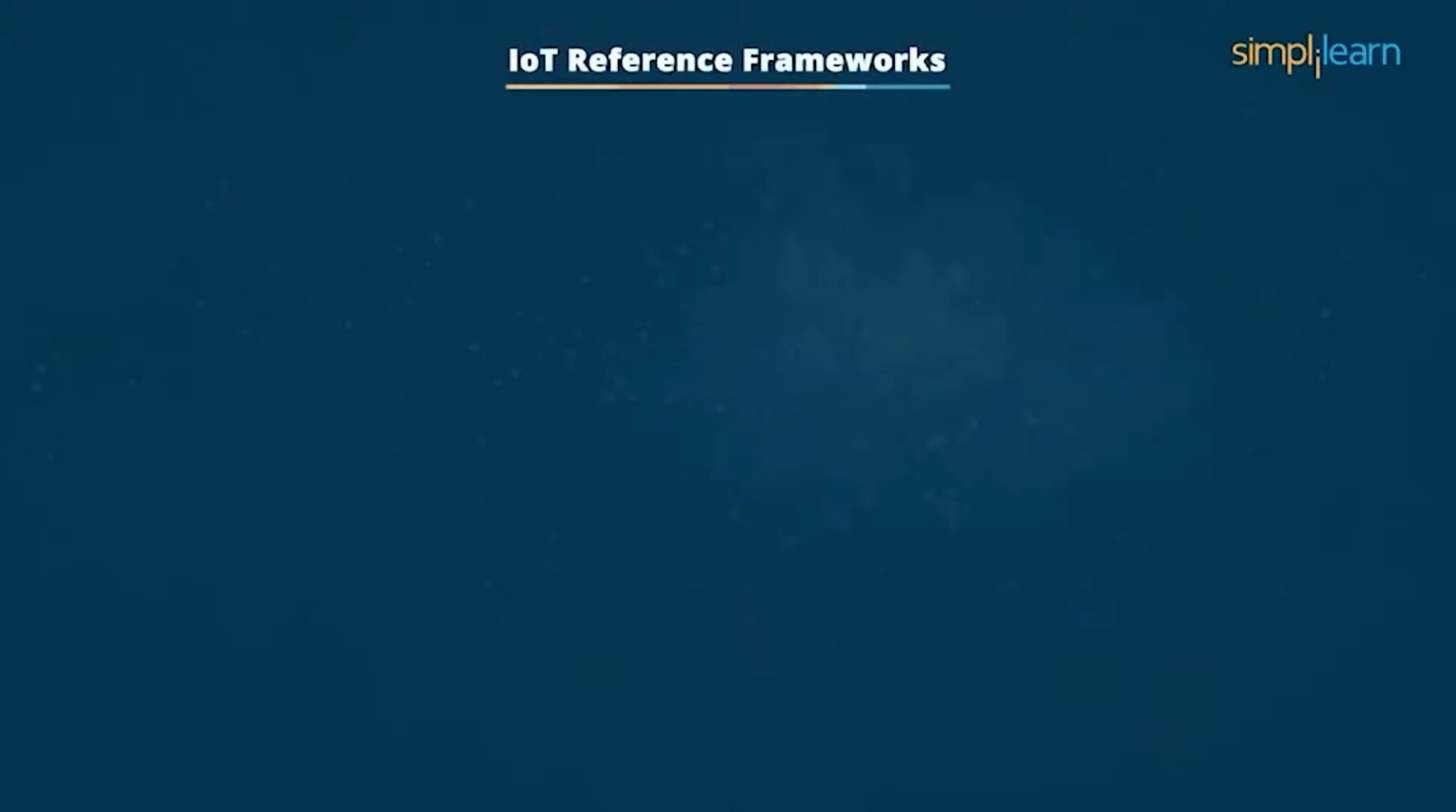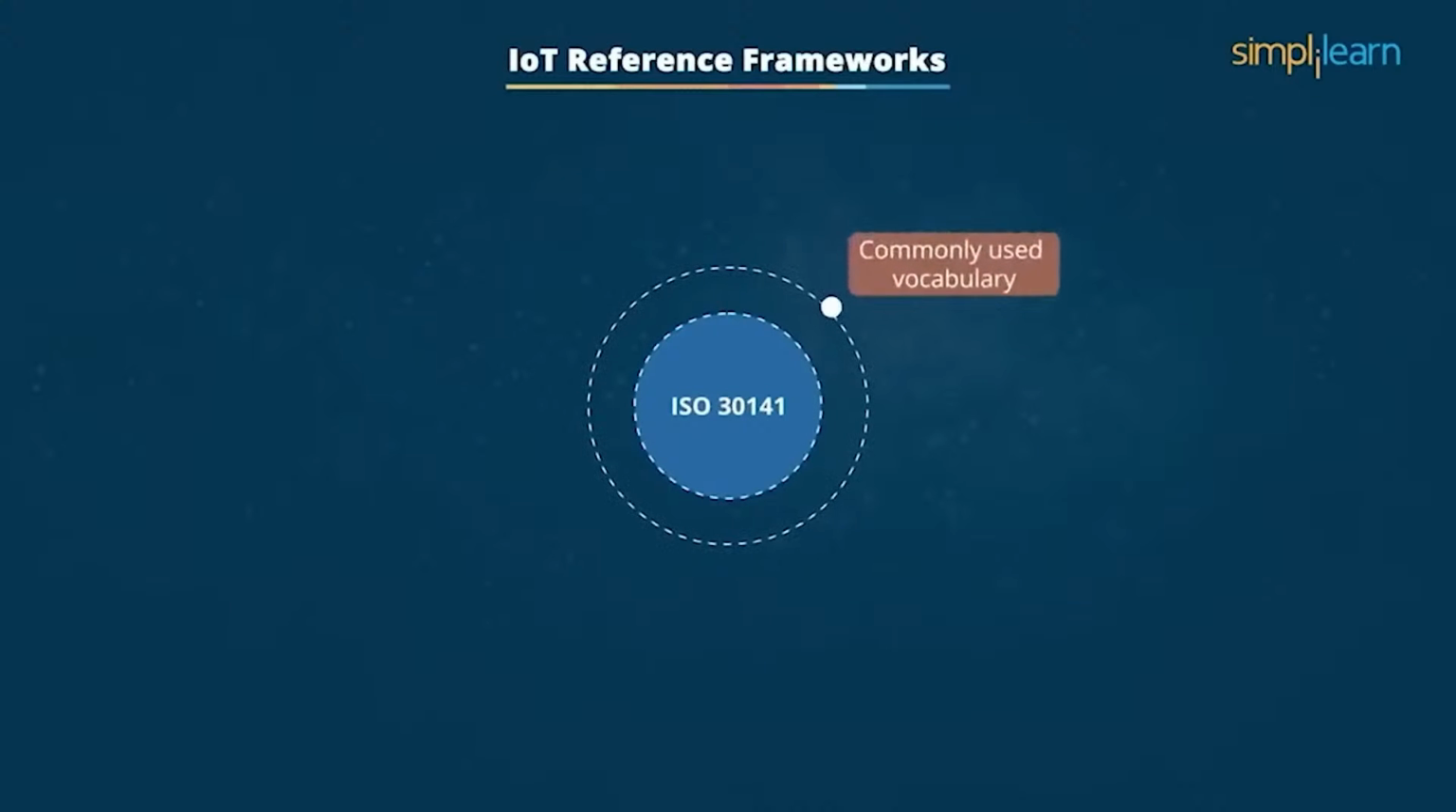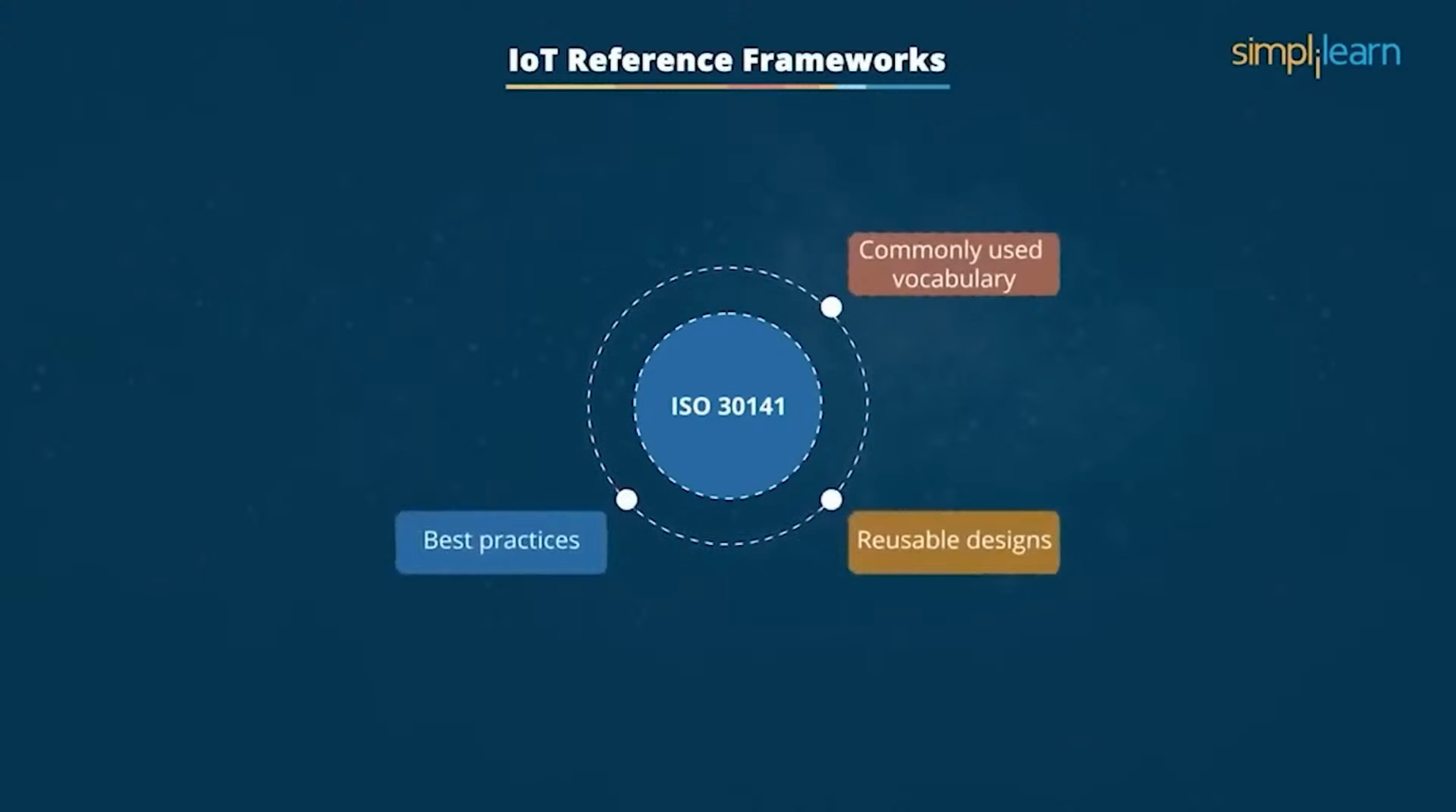IoT Reference Frameworks. There are a lot of frameworks for IoT setup, but the most common is the ISO 30141, and it provides commonly used vocabulary, reusable designs, and best practices for any developer to design an application. It also has many secure application standards that derive the maximum benefit for the organization and reduce the risks.